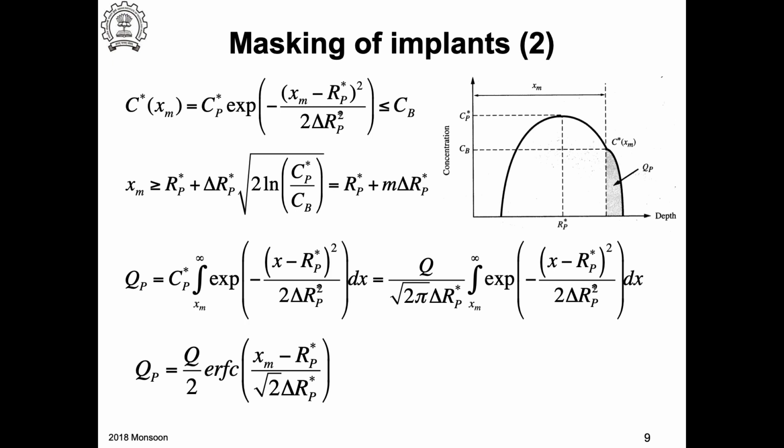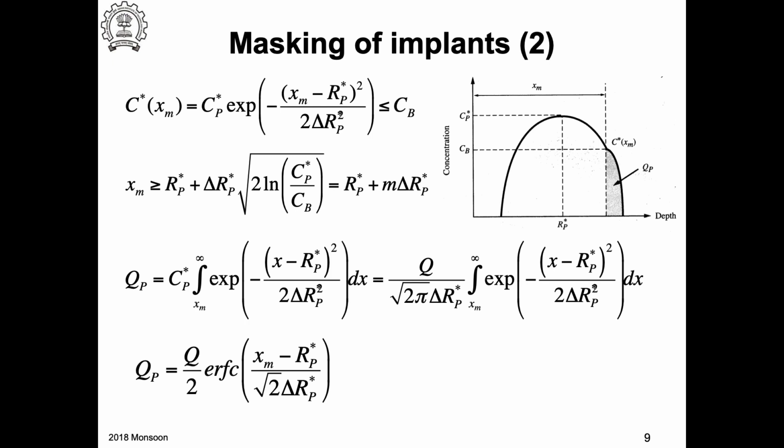And then you can find out the dose in that region. This is the QP. You find out the dose by integrating this distribution from xm to infinity. So this will be an error function, since it is a Gaussian profile. You need to use the tables to find the values.